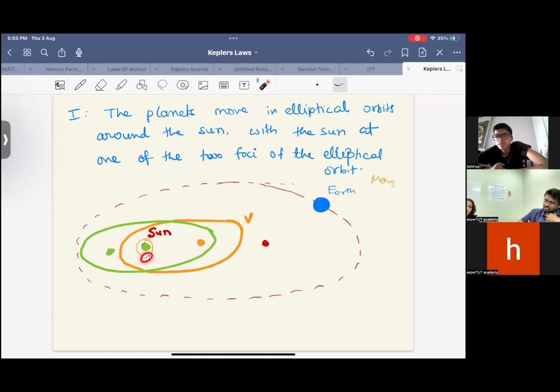The focus of Venus and the focus of Earth also don't have any relation. It is just that, because the sun is there, it is the focus of either Venus or Earth. Okay, fine everyone.